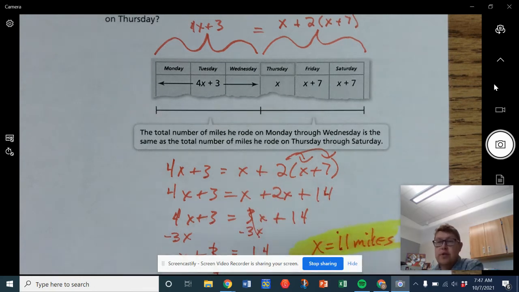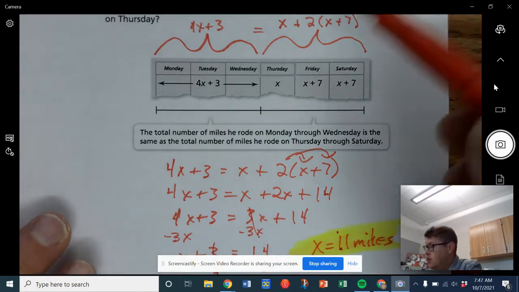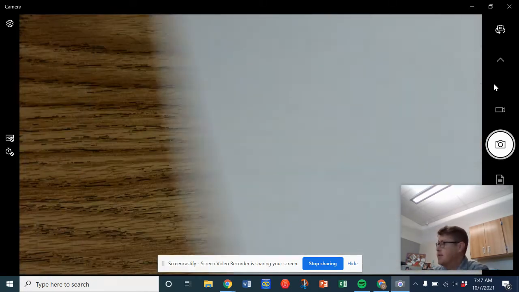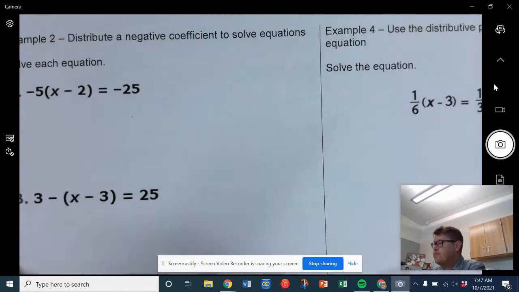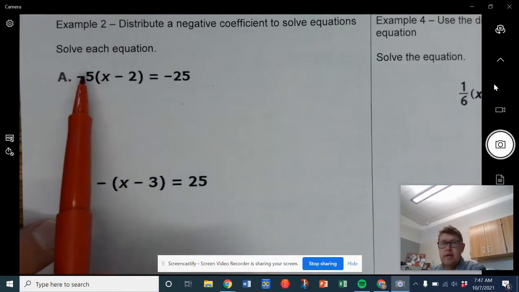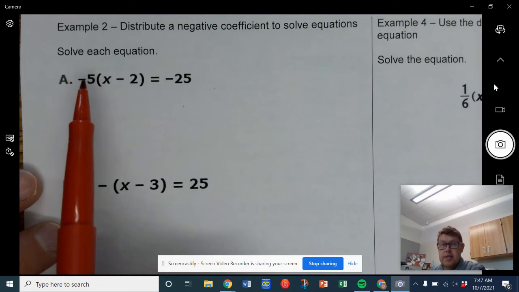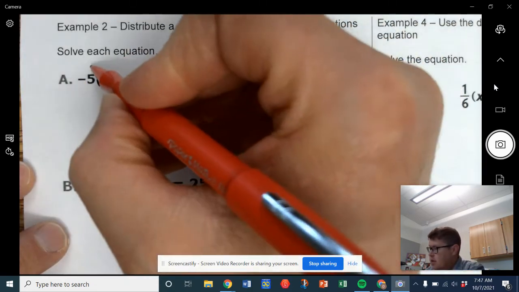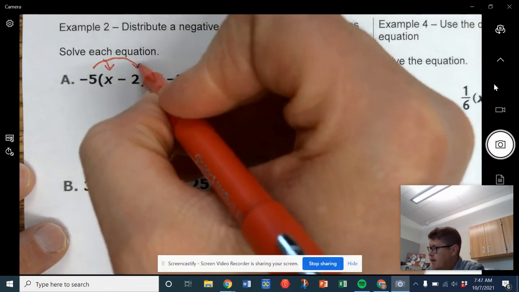It's just another tool in your toolbox, like combining like terms and fraction busting. This is distribution, right? It just simplifies things to make your equation easier. Sometimes you'll have a negative coefficient, right? So you'll have a negative number that's outside the parentheses. You do it the same way, right? You just multiply negative 5 by both of those terms.